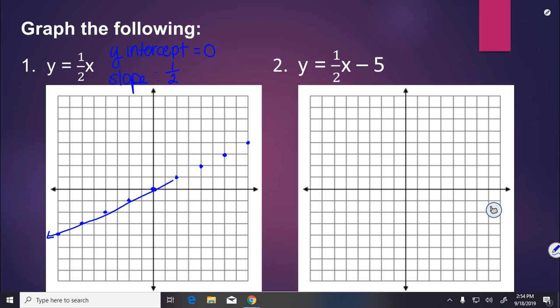So all those points are solutions to the equation. They would satisfy the equation if we plugged it in. I can prove that to you. If we look at this point right here, it's (2, 1). If I take half of 2, I get 1. If I look at this point right here, that's (6, 3), and half of 6 is 3.